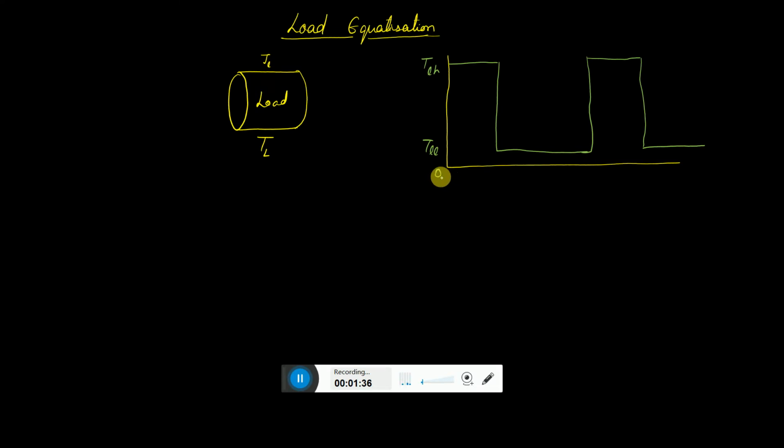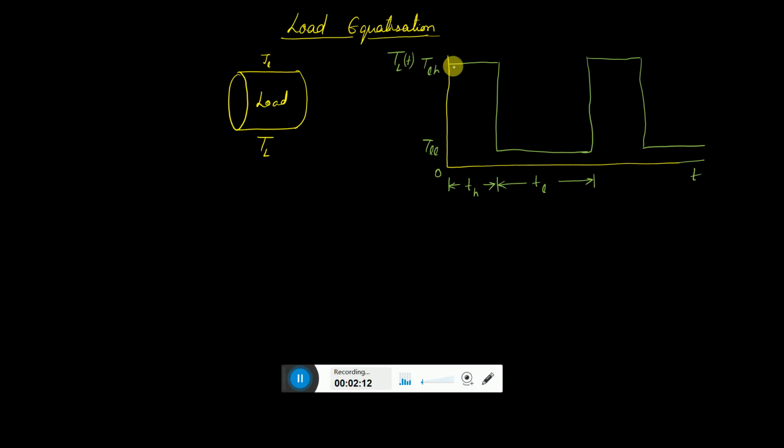And on the x-axis, let us say the time, and for the heavy load the duration is, let us say, TH, and for the light load the duration is TL. Now the thing is that the peak load is TLH, and if I go for a suitable motor which has a peak load of TLH, the cost will be very high.